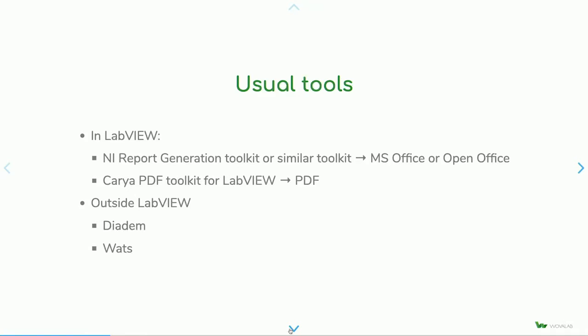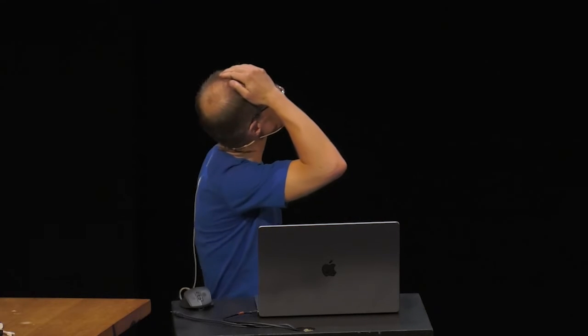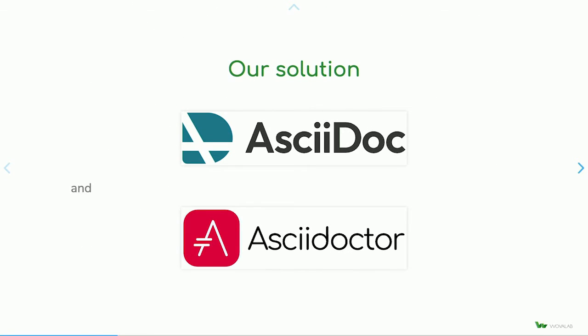Some of you are using similar toolkits that deal with Microsoft Office or OpenOffice through ActiveX or .NET or this kind of stuff. There's also a PDF toolkit for LabVIEW made by Caria, so you can create your PDF directly within LabVIEW. And some of you use third-party products like Diadem or Watts to generate their report. Obviously, at Wovalab, we are not using those tools, but we are using Asciidoc and Asciidoctor.